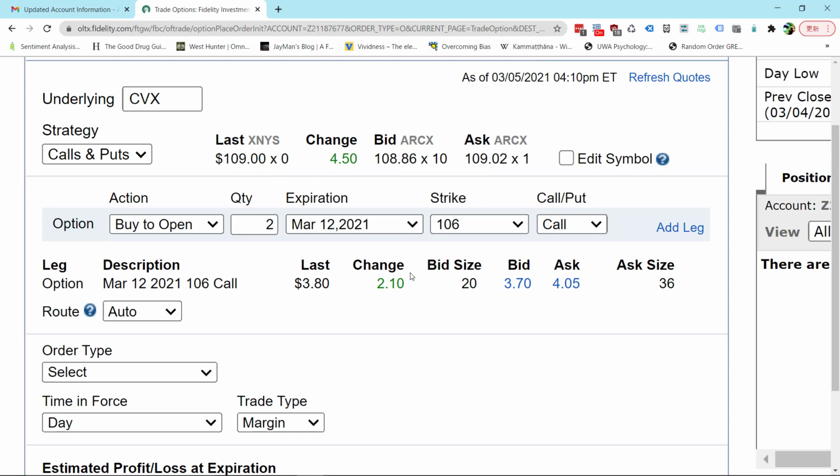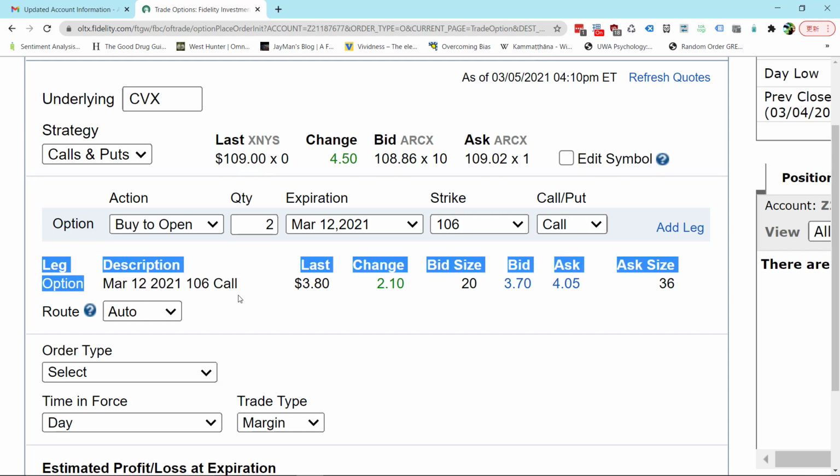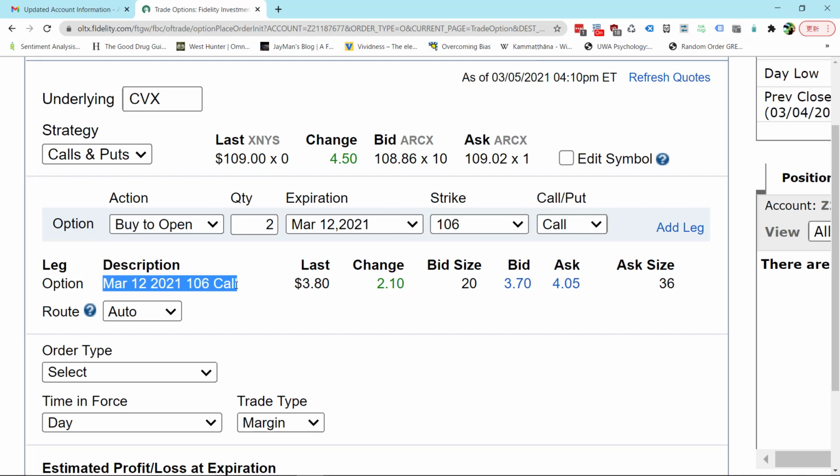And down here we're going to have a bit more information. Just going to double check. This is the expiration I want, this is the strike price I want, and it's a call. That's all okay. Don't make a mistake. Always double check this place.